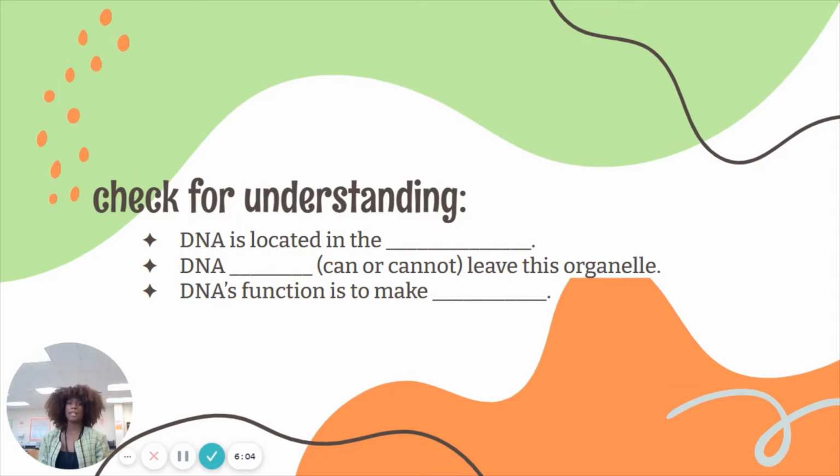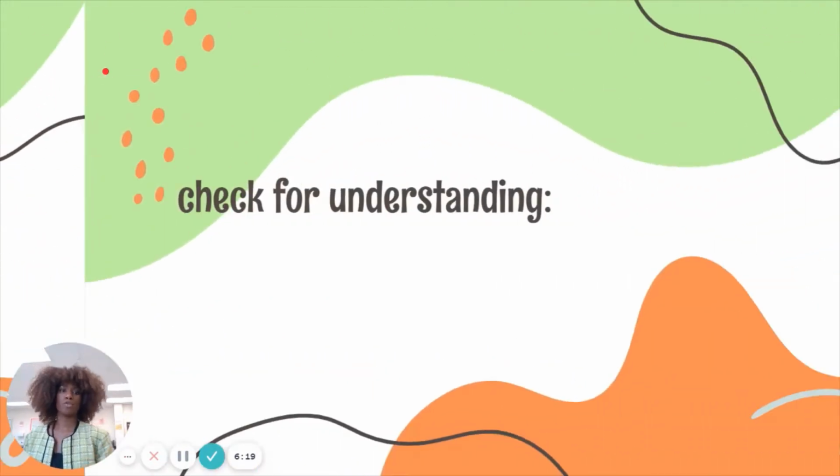Okay, so the answer is DNA is located in the nucleus. DNA cannot leave the nucleus. And DNA's function, you could have said DNA's function is to make mRNA. DNA's function is to make proteins. Those are all acceptable answers.